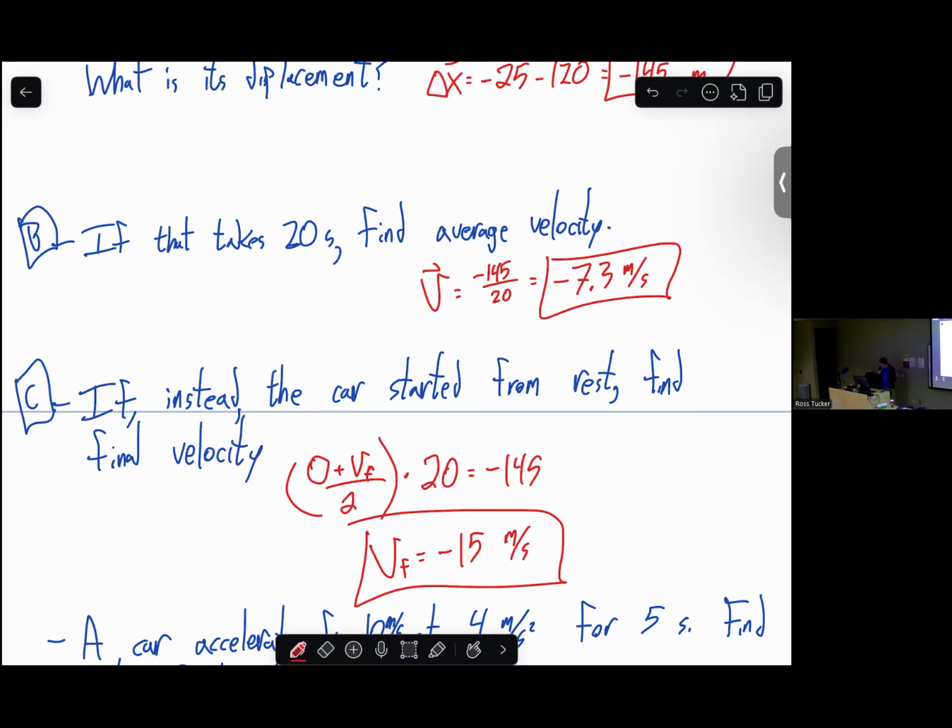I want to point something out. If you start from rest and have an average of 7 point something, does it make sense that your final is twice your average? Going from 0 to twice a number averages to the original number? Okay, so if you start from 0 miles an hour and end up at 60 miles an hour, what's your average? 30 miles an hour, right?